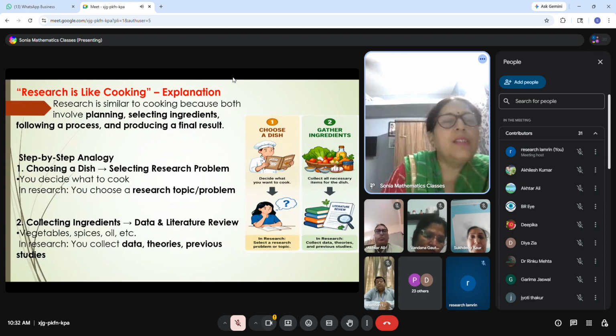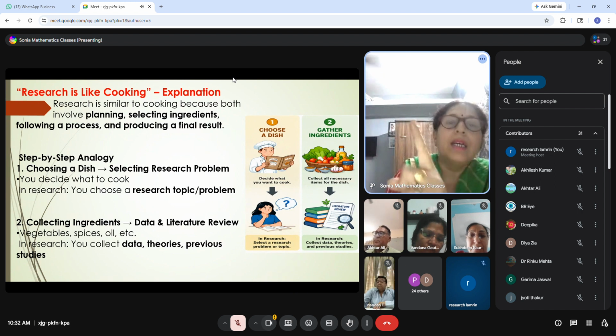That is, research is like cooking. That is, research is similar to cooking because both involve planning, selecting ingredients, following a process, and producing a final result. So step by step analogy क्या होगी?